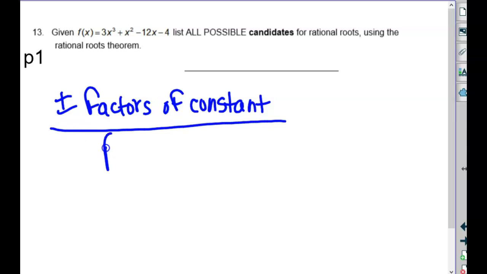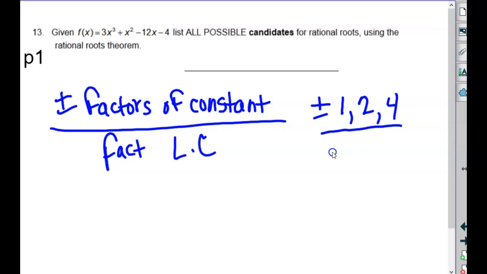Over all the factors of the leading coefficient. So for this question, it's all the factors of 4, which would be 1, 2, and 4. And the denominator is all the factors of the leading coefficient. The constant was negative 4, and the leading coefficient was 3. So all the factors of 3 are just 1 and 3. Now, if you miss even 1, you're going to lose points.